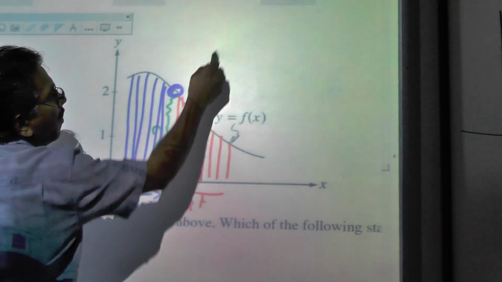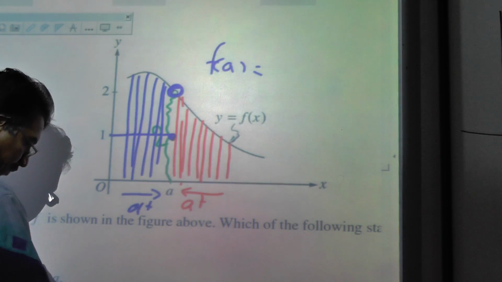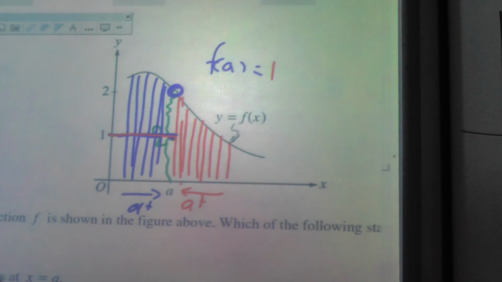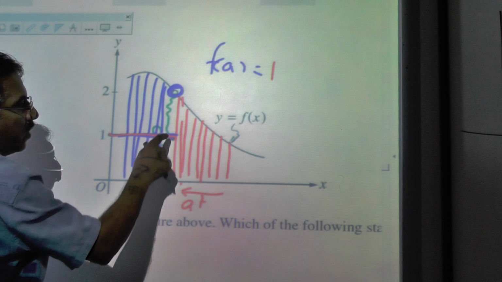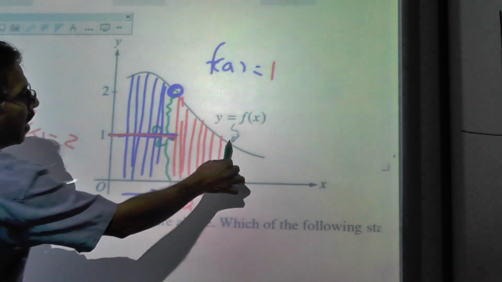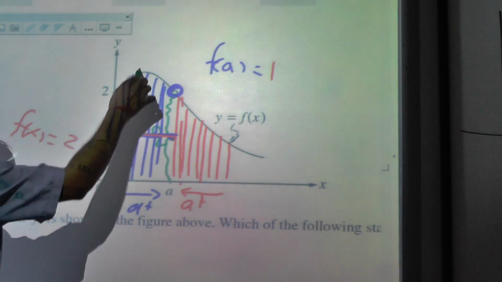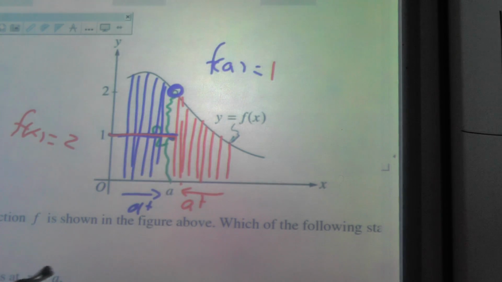because f of a is 1 here, look at this. f of a is not 2, but f of a is 1. So based on this, the answer is the limit of x tends to a of f(x) is 2, because both sides, the red ones, go close to the green height, which is 2, and the blue ones also become smaller and smaller and again become 2. Okay, so that takes care of that problem.